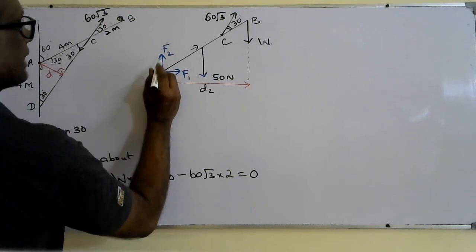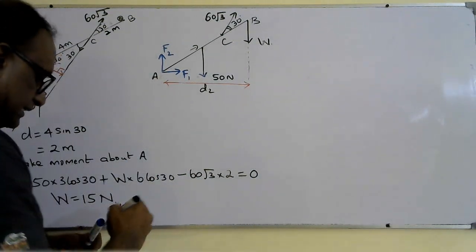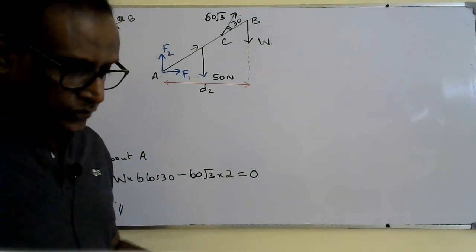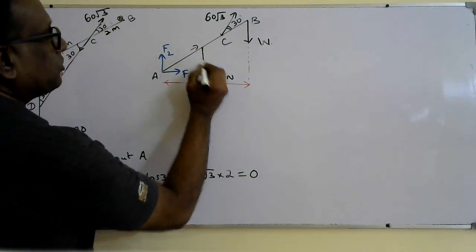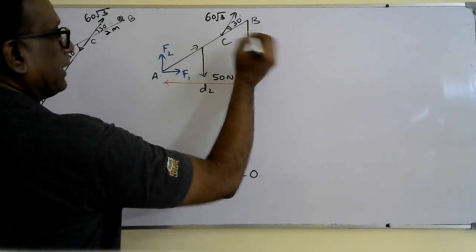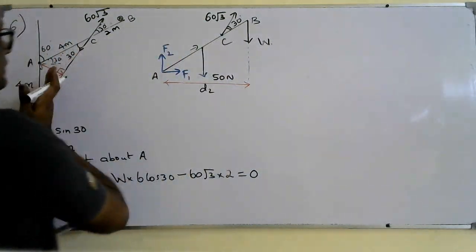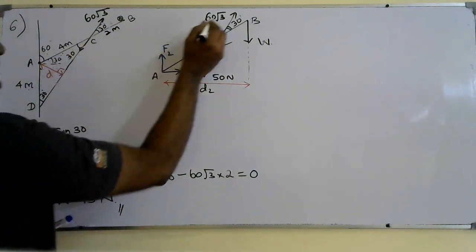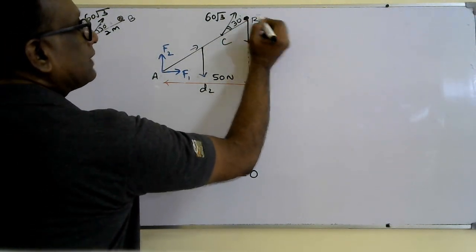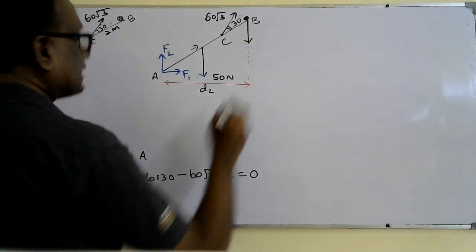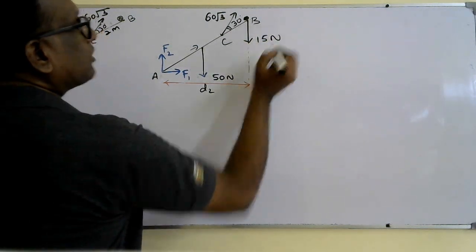At end A, there's a force hinge that I took towards right, horizontal component F1, and vertically F2. Then 50 Newton is the weight of the pole AB, and there's a force pushed by the light rod DC, 60 root 3 at an angle 30. And at B, there's a particle, its weight W. Now we know W, that is 15 Newton. So these are the forces acting on it.